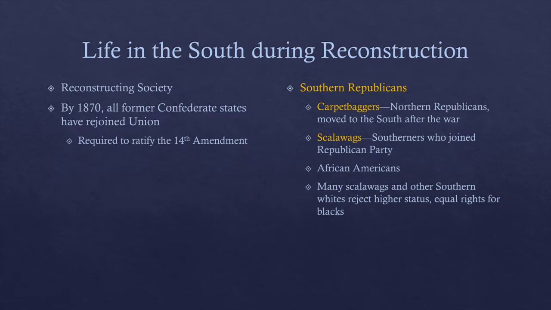So what was life like in the South during Reconstruction? After all, it is the South that's being reconstructed in the first place. Well, by 1870, all of the former Confederate states have rejoined the Union. They've all ratified the 14th Amendment. That was required by Congress. And politically, you see the rise of the Republican Party in the South.